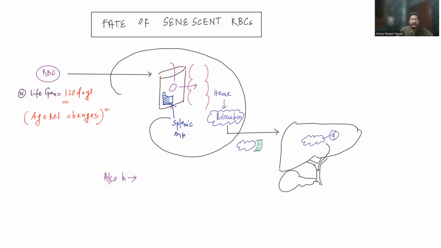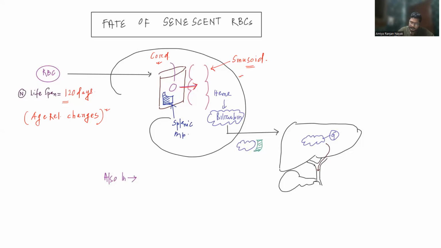Now, because of these age-related changes, they cannot negotiate through the splenic cords of Billroth. These are the splenic cords of Billroth, and this is the splenic sinusoid. So normally, whenever RBCs pass through the spleen, especially the open circulation, they will go into the splenic cords of Billroth. From the splenic cords of Billroth, they have to go to the sinusoids through narrow fenestrations, and from the sinusoids they will go out of the spleen through the splenic vein. So that is how normal circulation of RBC happens inside the spleen, especially in the open circulation.